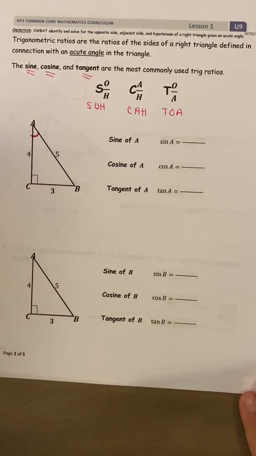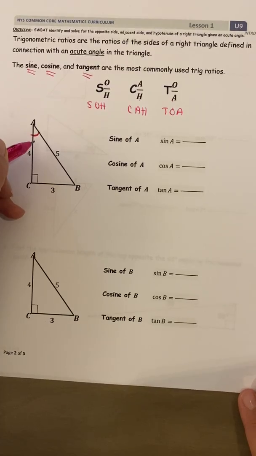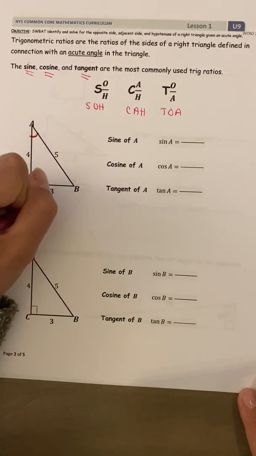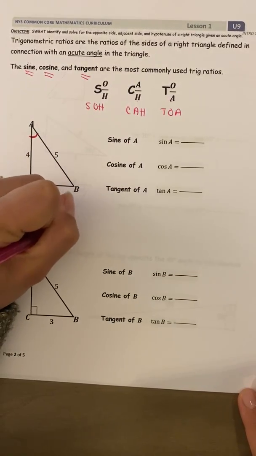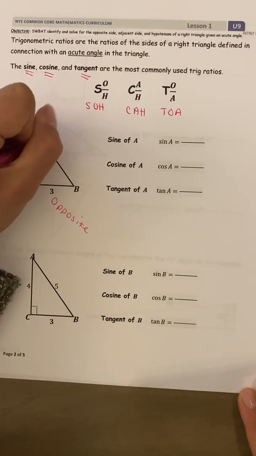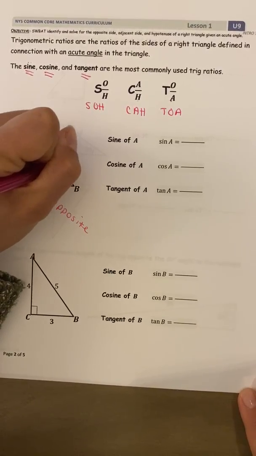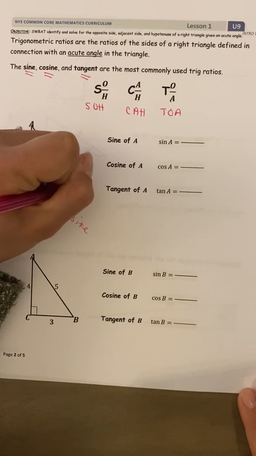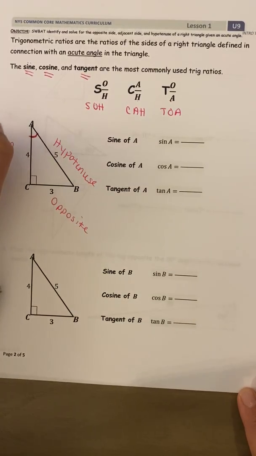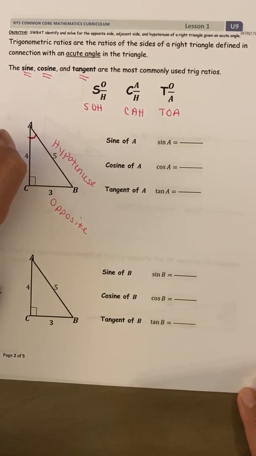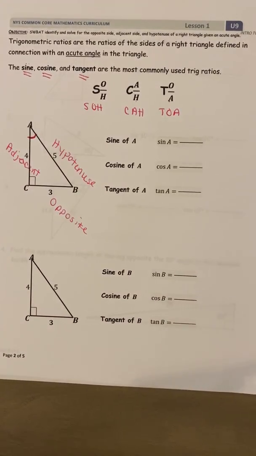Since I know I'm using angle A, I'm going to go ahead and mark my opposite, adjacent, and hypotenuse. So here's my opposite, here's my hypotenuse. Again, I always save adjacent for last. It's my personal preference, but to me, it's always the one that I mess up if I try to do it first. So that's why.